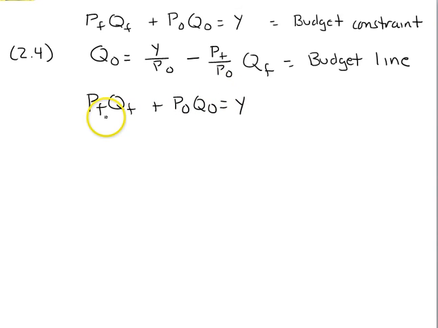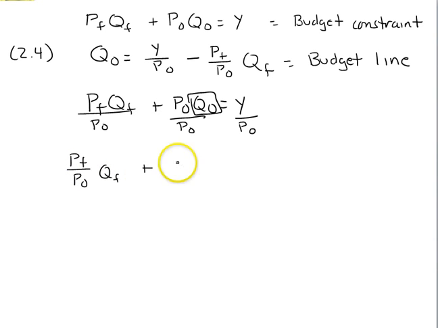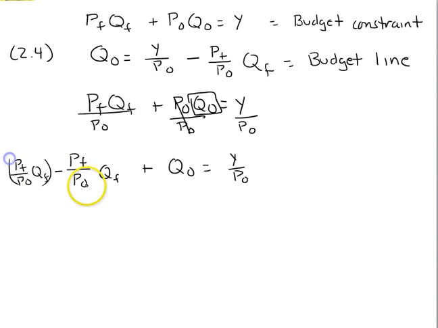I want to get QO, or this variable, all by itself. What can I do? The first thing I can do is divide everything by PO. And when I do that, I get PF over PO times QF plus, this goes away, QO is equal to Y over PO. This is still troublesome. I want it all by itself. What if I subtract from both sides?